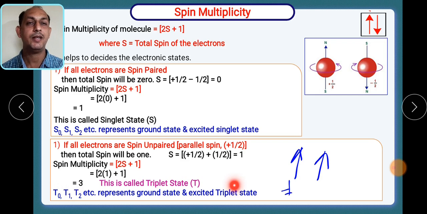So this is a triplet state. So in short, what you have to remember: in case of the singlet state, spin multiplicity is 1. In case of the triplet state, spin multiplicity is 3. When you have spin multiplicity 1, the electrons are paired. When you have spin multiplicity 3, you have unpaired electrons.